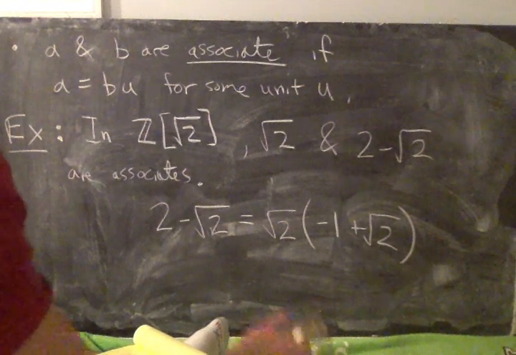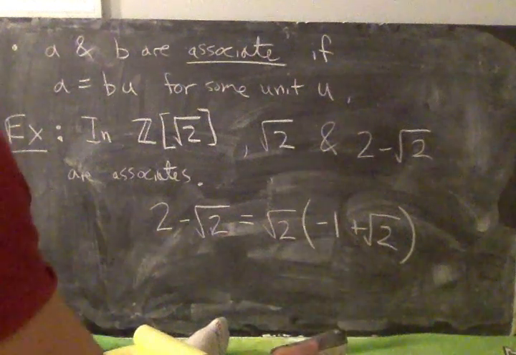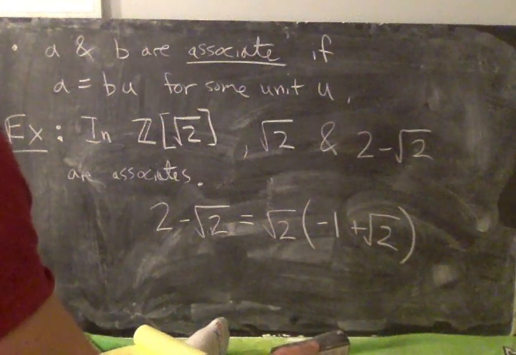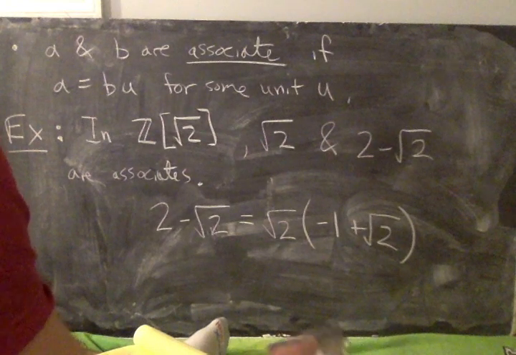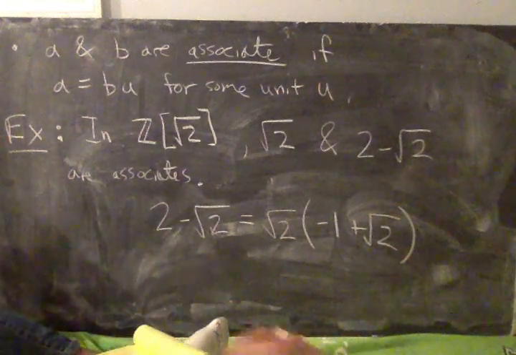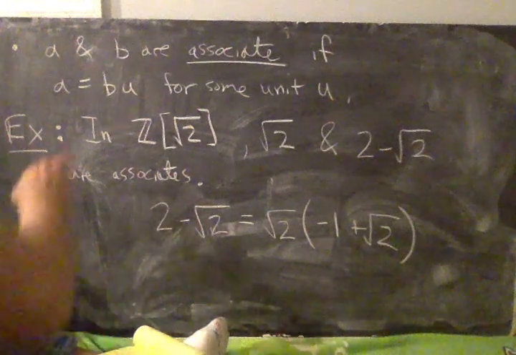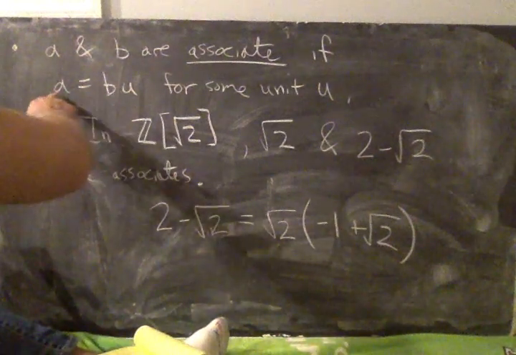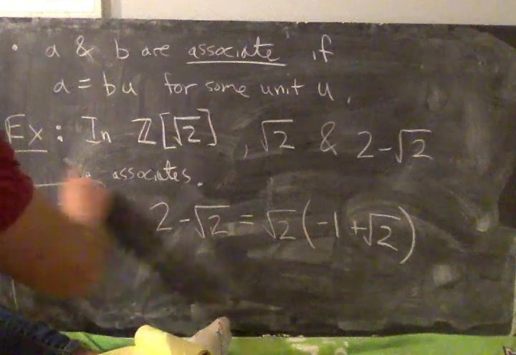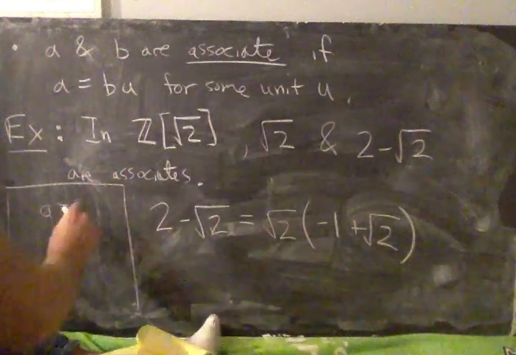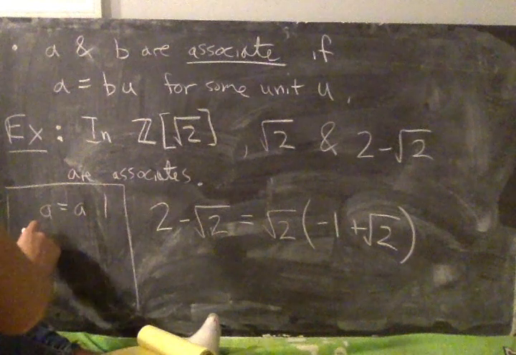All right. I was just thinking of something. Oh, right. I wanted to say that being associated is an equivalence relation. So anything is associate to itself. A is equal to a times 1. Right, so a, little box down here. A is equal to a times 1.